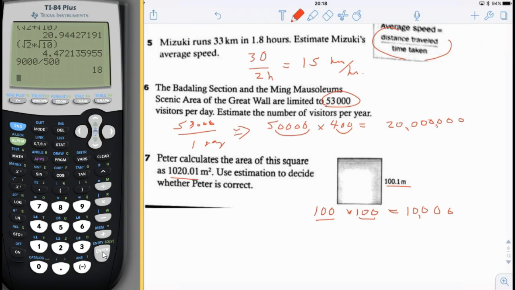So is Peter pretty much correct? Well, if we round Peter's answer, it's going to be 1,000. So we're going to compare 1,000 to 10,000. No, Peter is wrong. Okay. And that's it for page 8.